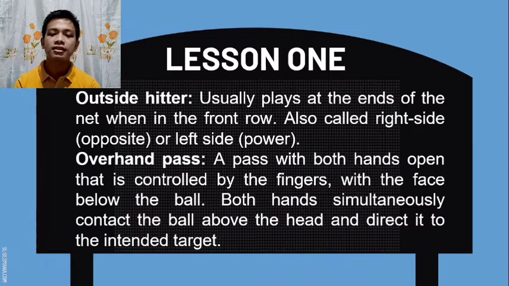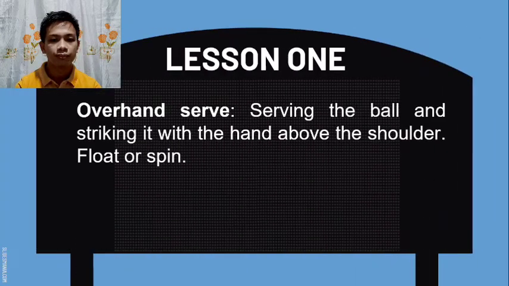Next, overhand pass. So a pass with both hands open that is controlled by the fingers, with the face below the ball. Both hands simultaneously contact the ball above the head and direct it to the intended target. So type of pass ito, overhand pass. Overhand serve. Serving the ball and striking it with the hand above the shoulder. Yeah, could be float or spin. Overhand serve. Type of serve.